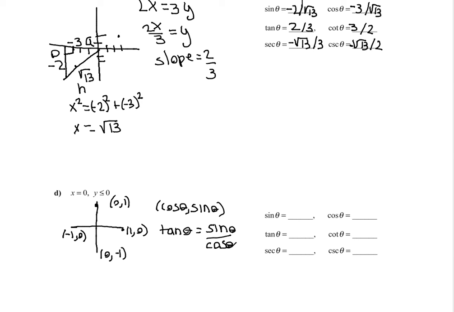So now it says that x has to be 0, so we know it has to be one of these two, and y has to be smaller than 0, so we know it's from this one. So sine equals negative 1, and the inverse of sine would also be negative 1. Tan is sine over cos. Since cos is 0, tan would be undefined.